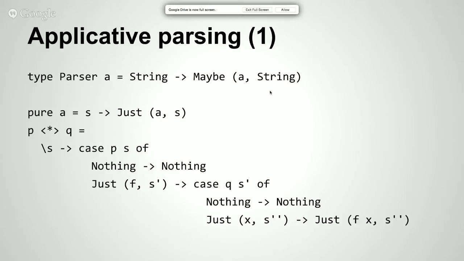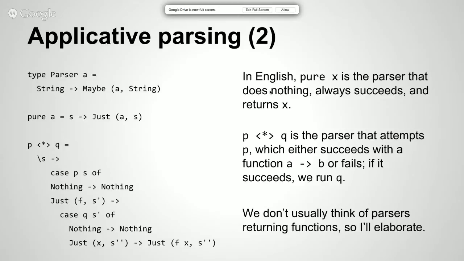It applies parser Q to S prime. If it gets a nothing, it says I failed, I'm done. Otherwise, if it gets an X and an S double prime, which is the final state of the string that is consumed, then it'll return just F of X, where F is that function that came back in the first parse. So it gets the F in the first parse, the X in the second parse, and it returns Fx, and S double prime is the part of the string that it has not yet consumed.